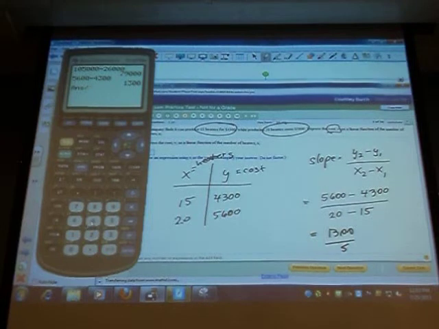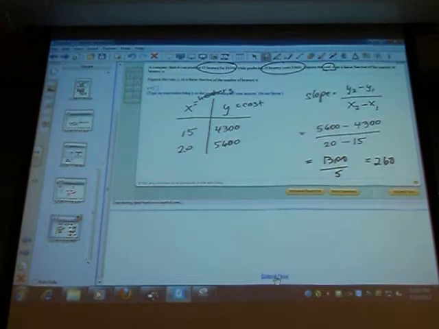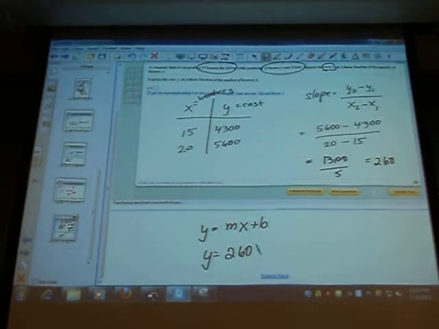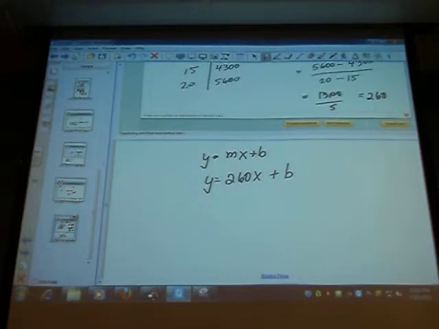Oh, I remember how to do this. Okay, so my slope is 260. You guys should all use your 2 points to find the slope first. Everybody got their slope? Okay, once you've got your slope, you want to write an equation y equals mx plus b. Now my slope is 260, so I have y equals 260x plus b. And how can I find b here?